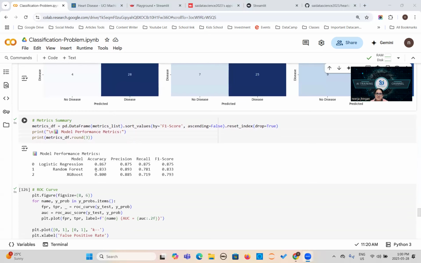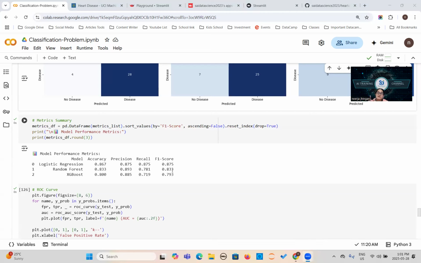Logistic regression is at 86%, this is 83, XGBoost is this. And in this case, you can see the recall too. We want a high recall here, because recall means how well you predict correctly the cases which were actually positive. A high recall means the values which were actually positive, your machine is also saying are positive. That is recall. So this is important, and this is the F1 score.